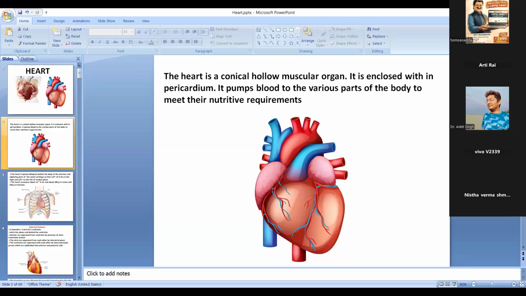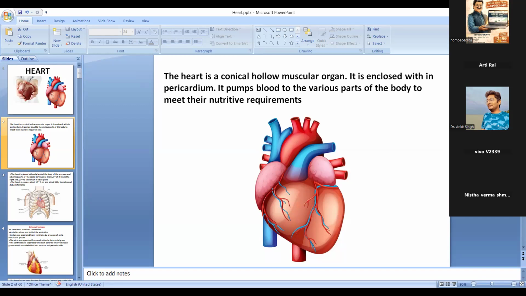Today we are going to start with the section on the organ to which we generally attribute love, right? That is the heart. So let's try to understand the anatomy of this wonderful organ, that is the heart.